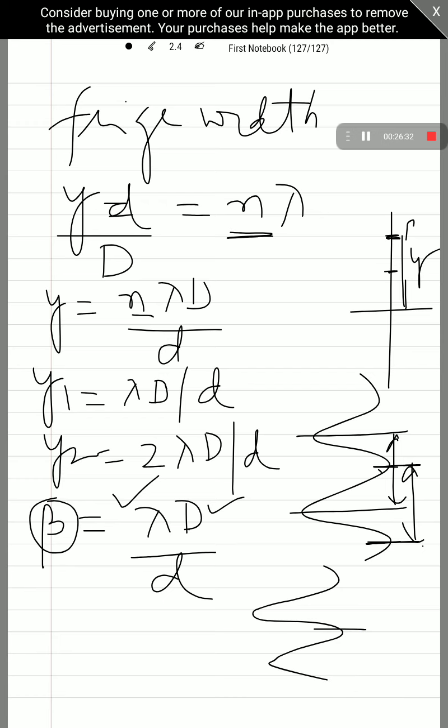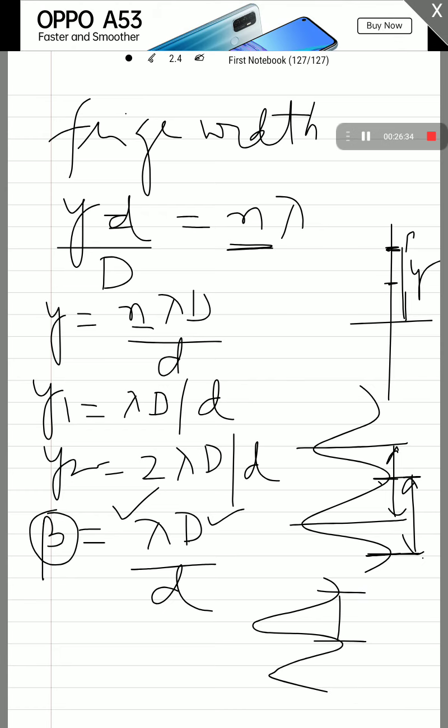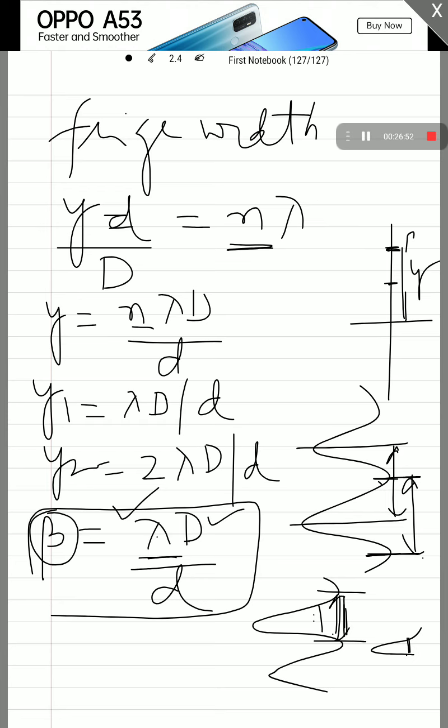So this fringe width is basically the difference between this point and that point. So this bright region, this is the fringe width. So this will be wider if you have larger wavelength, narrower if you have smaller wavelength. So these many factors decide whether the value of this fringe width will be larger or smaller.